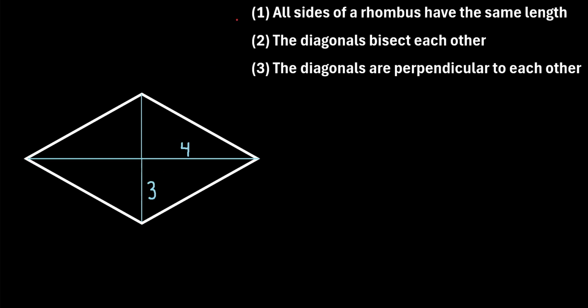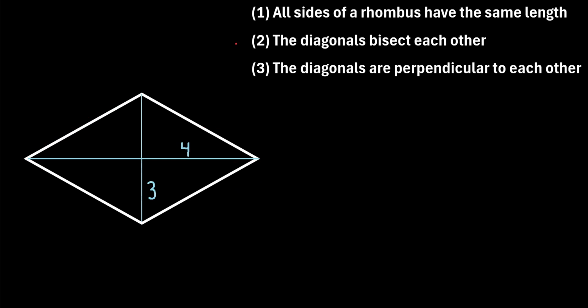Well, there are 3 facts that we need to know about rhombuses that will really help us out. The first fact is that all sides of a rhombus have the same length. So this side, this side, this side, and this side, all 4 sides, they have the exact same length. So all we have to do is find the length of one of these sides, and then we'll be able to multiply it by 4 to find the perimeter.